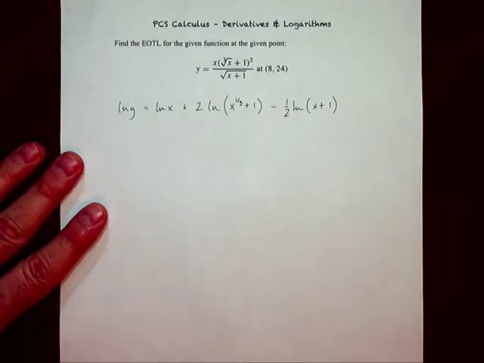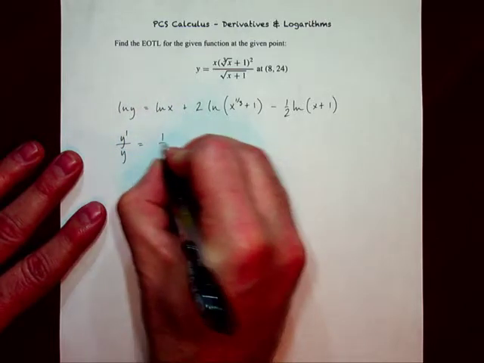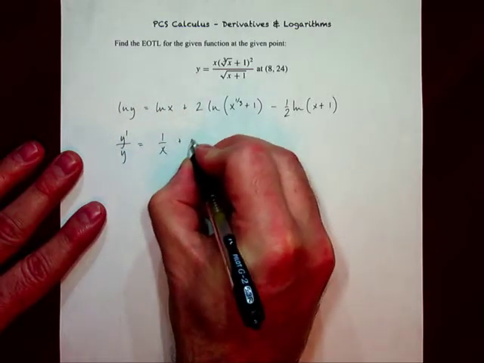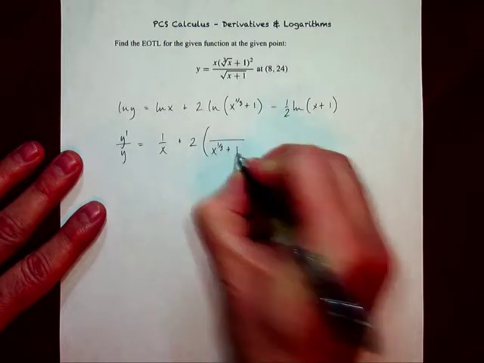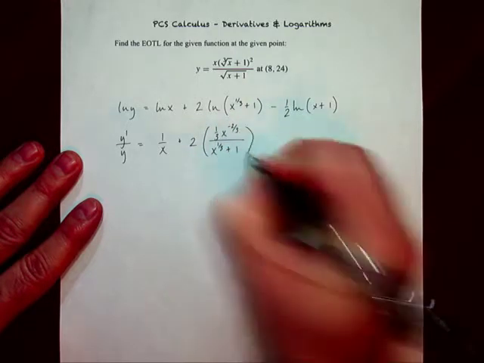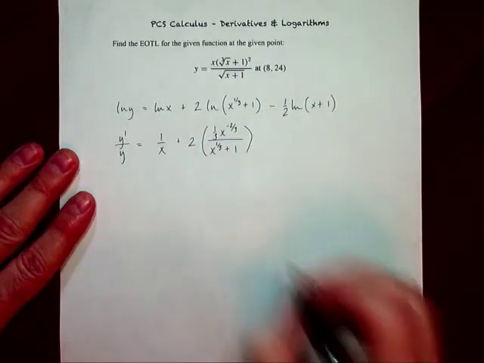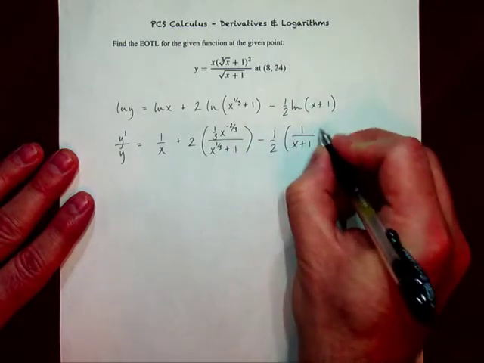Now, let's go ahead and differentiate. So we have y prime over y is equal to 1 over x plus 2 times 1 over x to the 1/3 plus 1, and then 1/3 x to the negative 2/3 as its derivative, minus 1/2 times 1 over x plus 1.